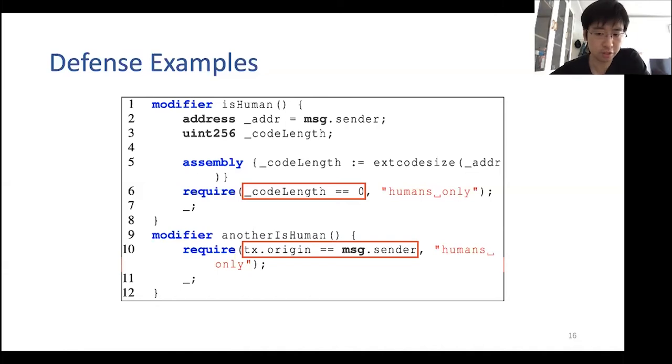Our observation here is that defenses are implemented with special functions like require and assert on certain variables. And we recognize the defense deployed in a contract by locating such security checks that cause the failure of attacks.